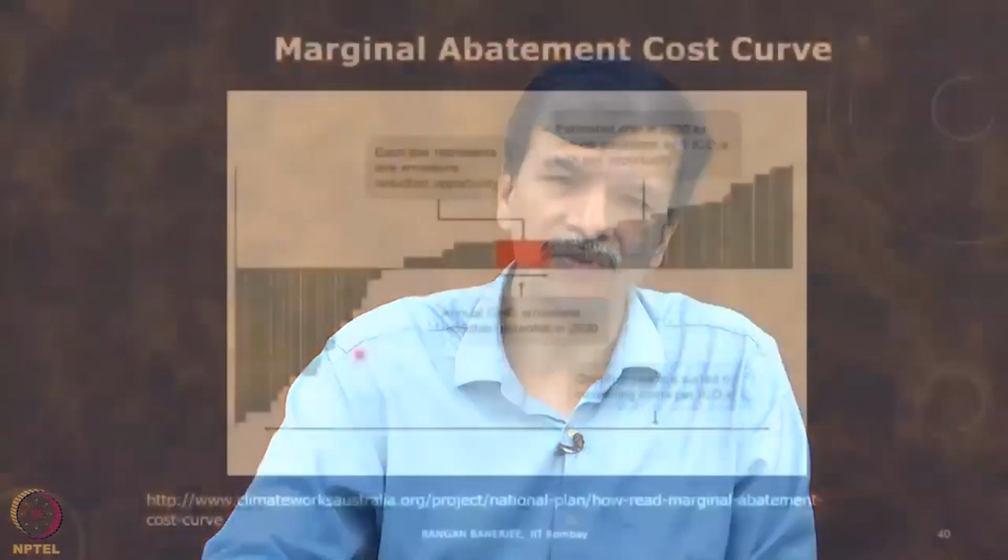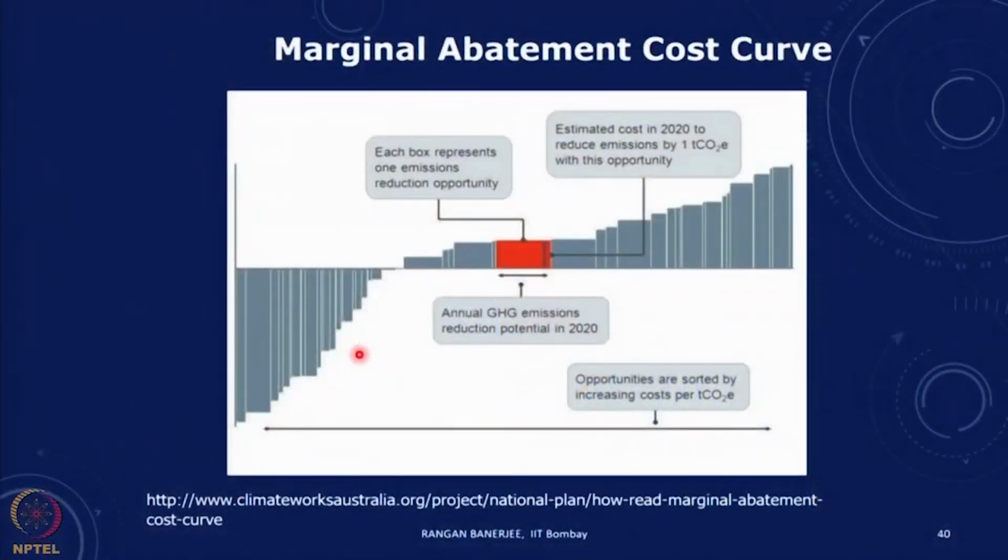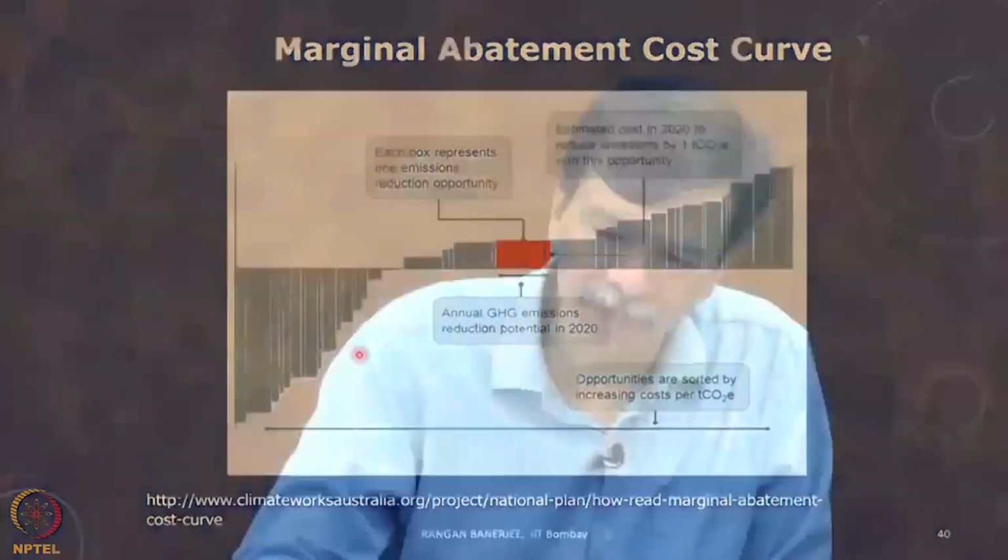I'd like to just talk to you about using the concepts that we have learned so far to calculate the marginal abatement cost curve. When we introduce the concept of energy and environment and the issue of climate change, we look at different options and see what the impact is in terms of greenhouse gas emissions or CO2 emissions.